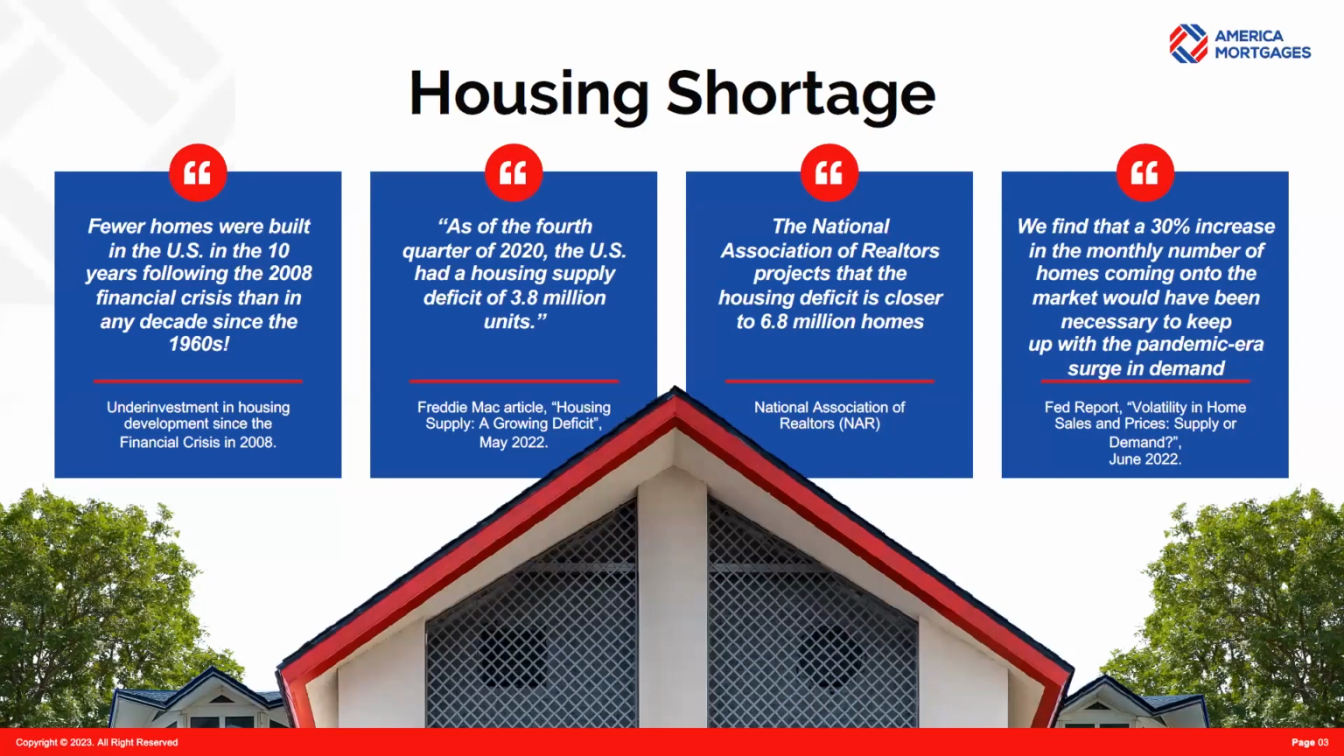So some facts here from the different associations, as you can see. Fewer homes were built over the 10 years following the US crisis than in any other decade since the 60s. As of the fourth quarter of 2020, the US has had a housing supply deficit of 3.8 million units. The National Association of Realtors projects that the housing deficit is closer to 6.8 million homes. Also, a 30% increase in the monthly number of homes coming onto the market would have been necessary to keep up with the demand of the pandemic. So, just some facts there.